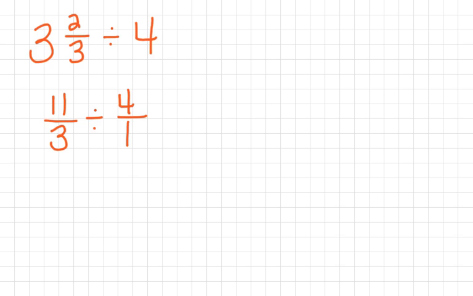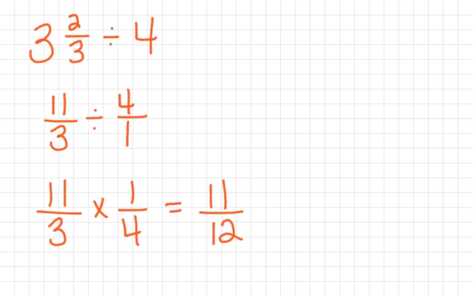So now that I have two fractions, I can turn this into a multiplication problem. That will look like 11 thirds times the reciprocal of 4/1, which would be 1/4. And now I can just multiply straight across. 11 times 1 is 11, over 3 times 4 is 12. It looks like I can't reduce on that, so 11/12 would be my final answer.